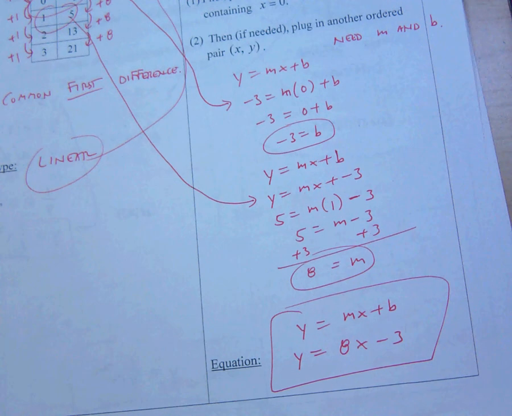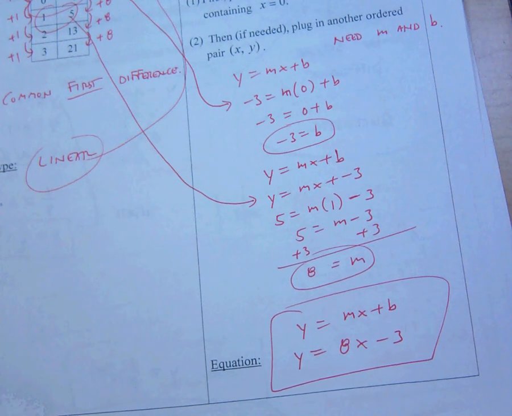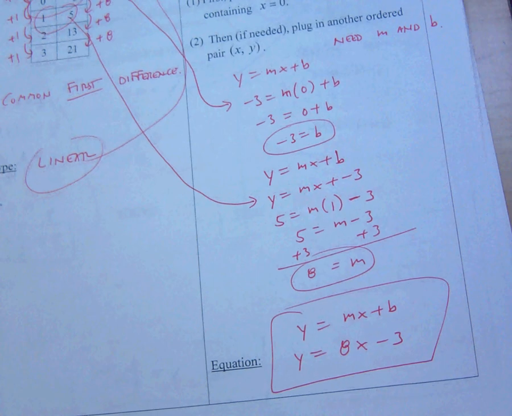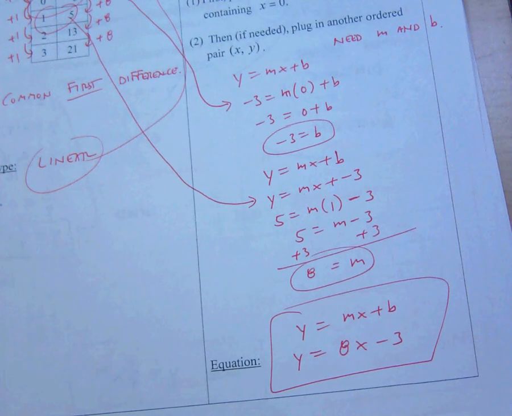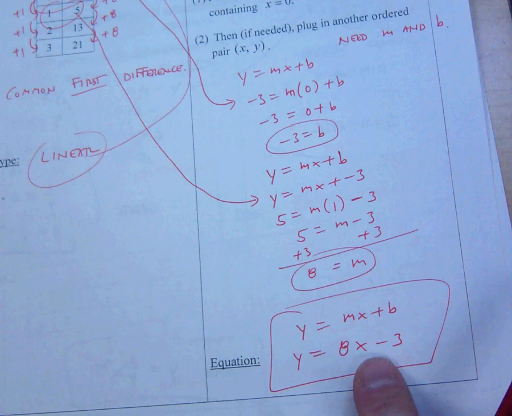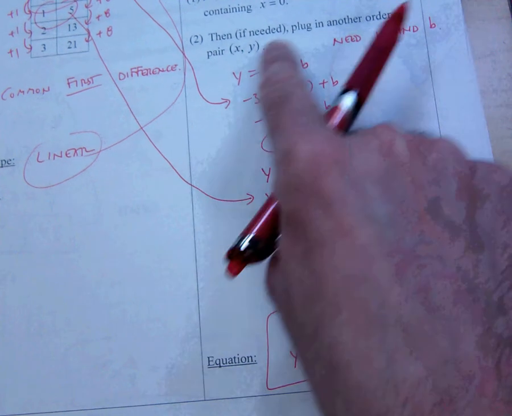Yes? Okay, but again, that only works with a line. That's why I didn't want to start with that method, because that only works when it's linear. But this way will always work. If you plug in the point with 0 and then plug in another point if you need to, that way will always work.